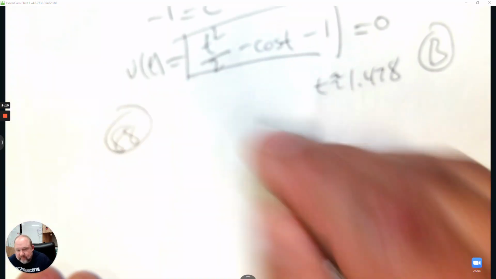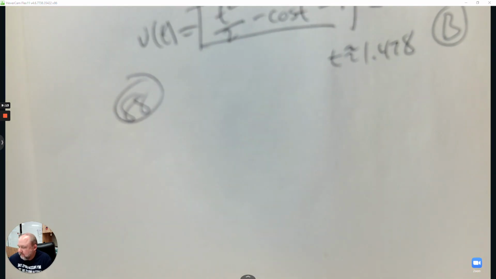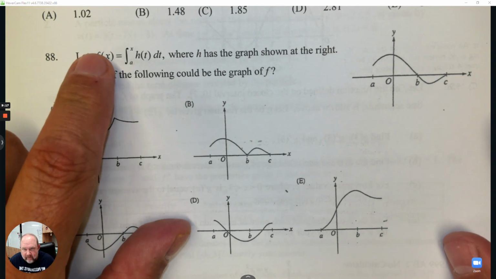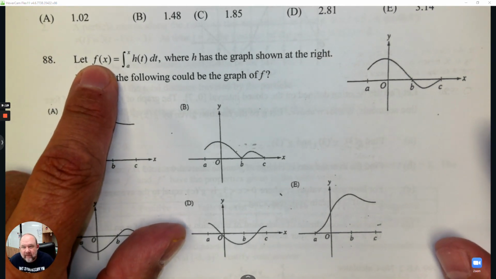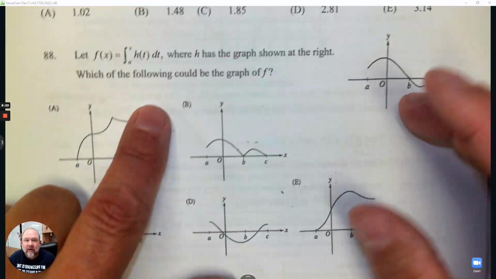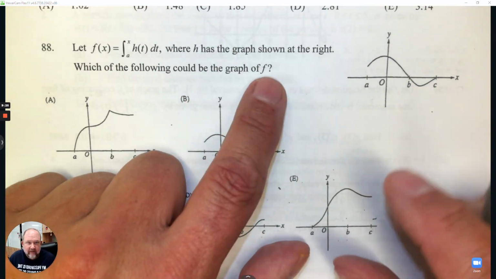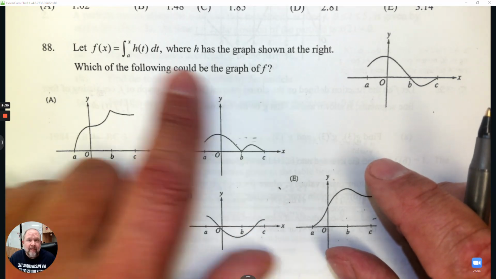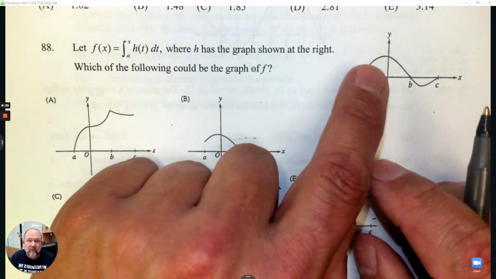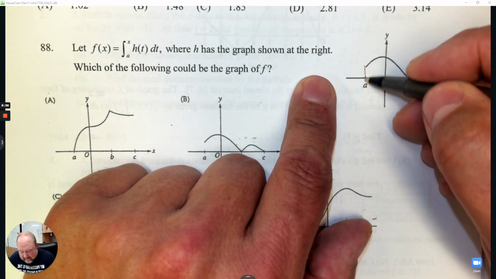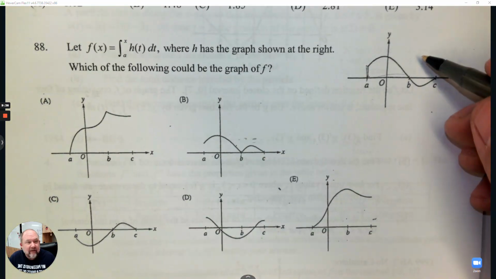88. Let the function f at x equal this, where h is the graph here. Which of the following could be the graph of f? So the graph of f is the integration, right, of this, the area. So from a to whatever it is to begin with.